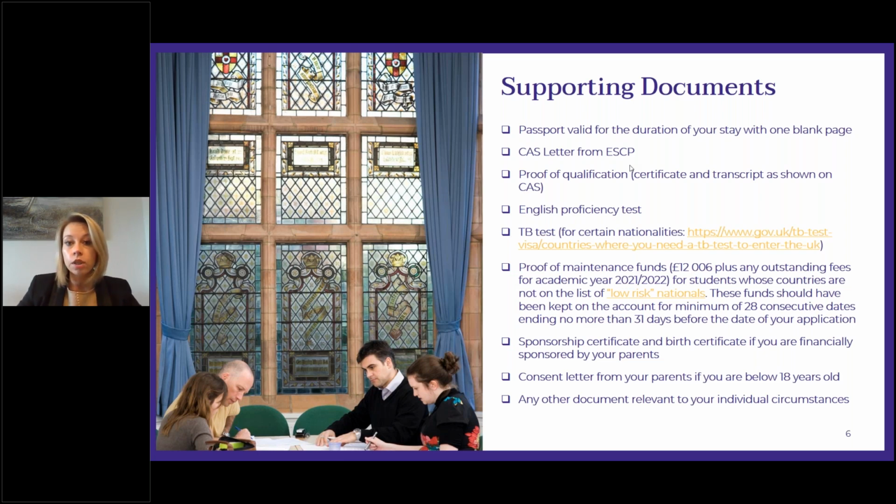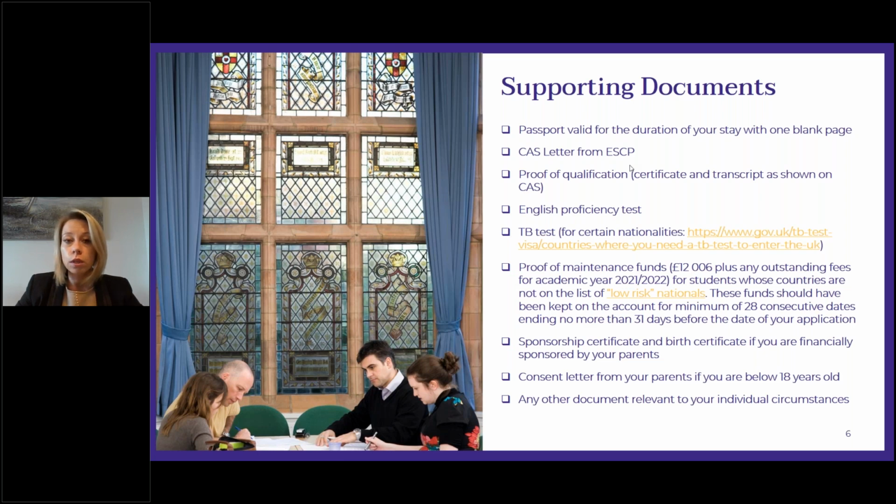Another supporting document that you need to show is the proof of your maintenance funds. So you need to have in your bank account 12,006 pounds plus any outstanding fees for the current academic year in ESCP. So for you, it will be academic year 21-22. So 12,006 pounds plus any outstanding fees for this year.